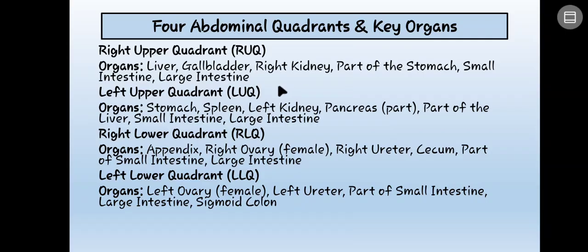Okay, so the right upper quadrant. We have some abdominal organs located in the right upper quadrant. We have a portion of the liver, a portion of the gallbladder, and a portion of the right kidney. Part of the stomach is there, the small intestine is there, and the large intestine is too.